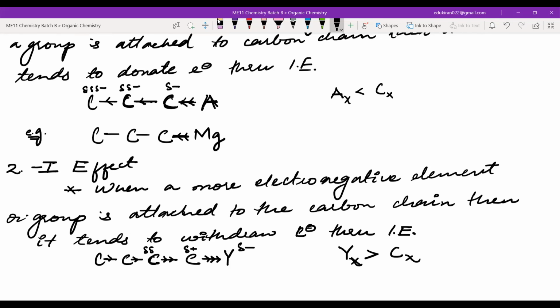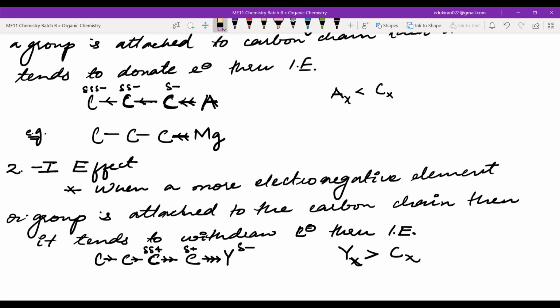This will be getting a delta positive charge, and so on. The effect will be slowly decreasing as we increase the number of carbon chain. So the highest magnitude of effect will be seen in this carbon atom, which is directly attached to the more electronegative element in the minus I effect.